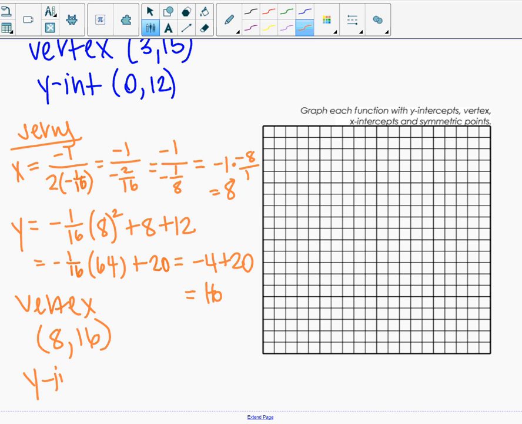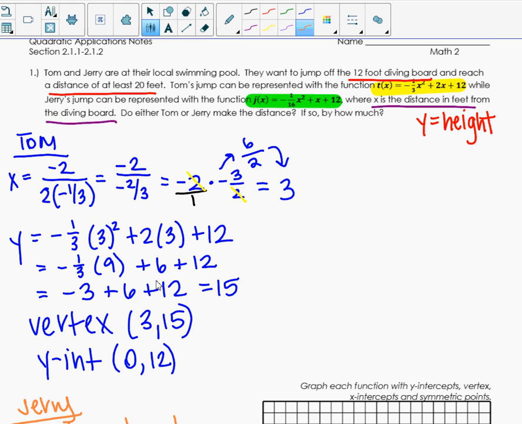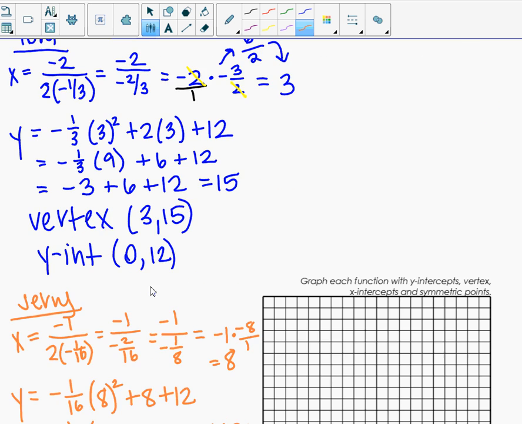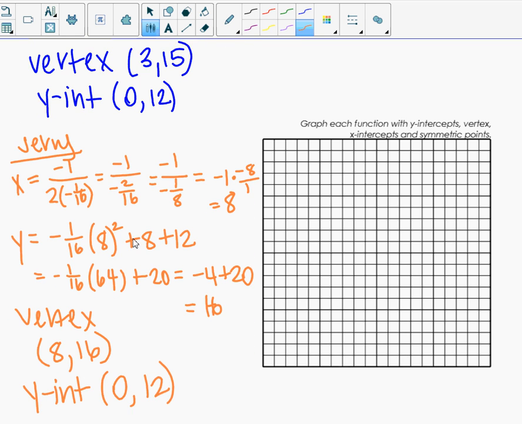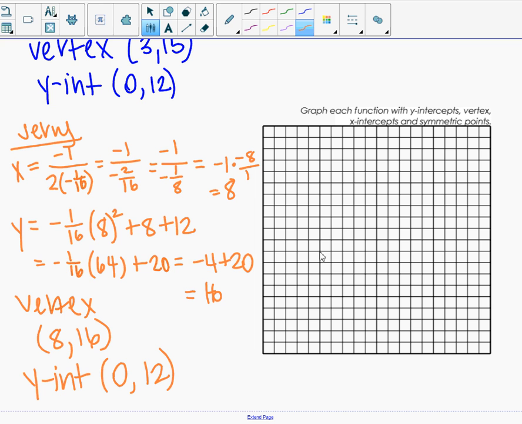His y-intercept, if you sub in 0 for x, you end up getting 12 as well, which makes sense because your y-intercept is 0, 12 on both. If you think about the problem, it says you're jumping off a 12-foot diving board and x is a distance in feet from the diving board. If you're at a distance of 0 feet from the diving board, that means you're on the diving board, so you should be 12 feet in the air. So it makes sense.